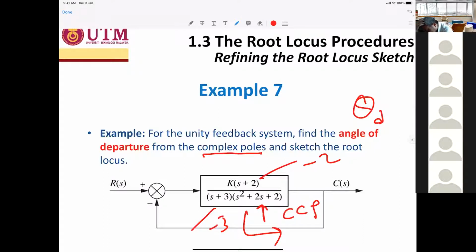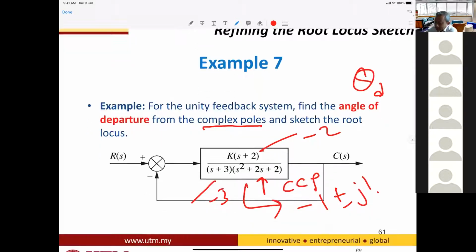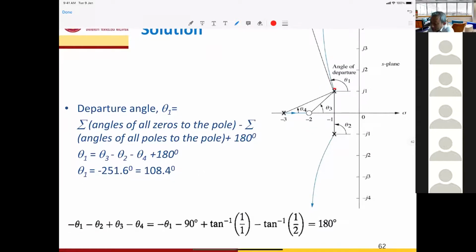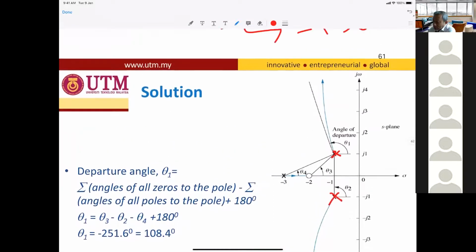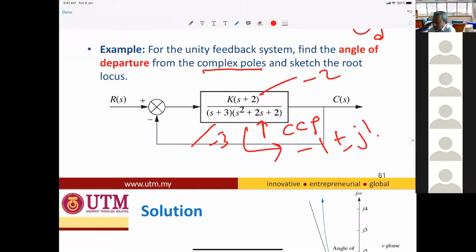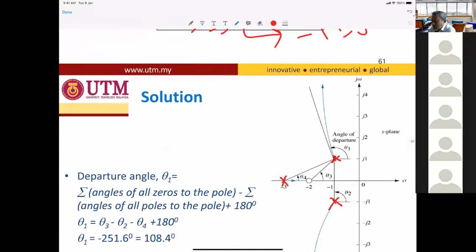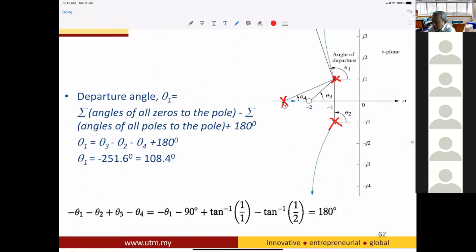It gives -1 plus J and -1 minus J, J1, as shown here. And then we have a pole at -3, which is here, and we have a zero at -2, which is here.